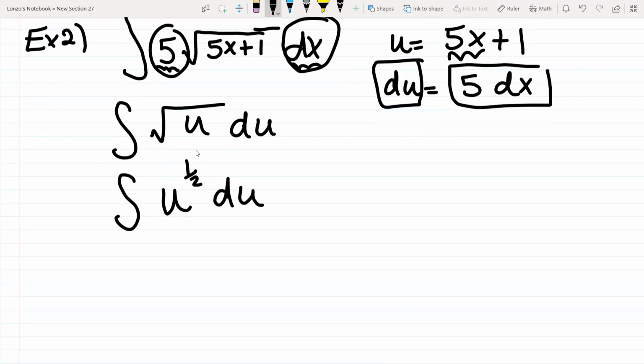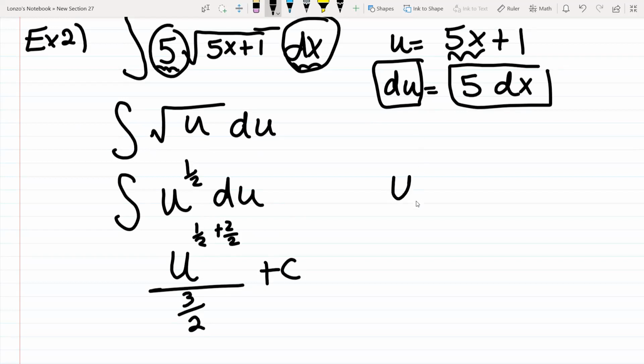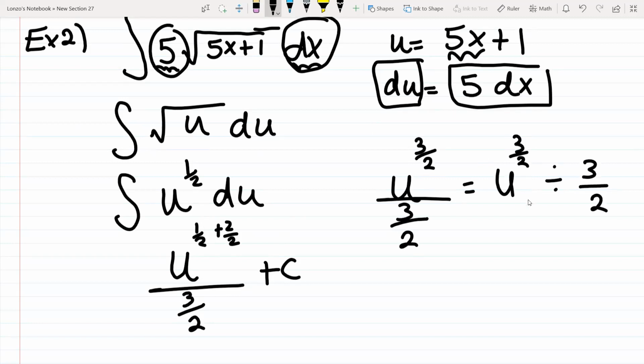So from here, you can easily take the integral because you just apply the integral rules. So it's going to be u to the 1/2 plus 1, or 2/2, divided by that power. So 1/2 plus 2/2 is the same thing as 3/2. And don't forget the plus c. So this is u to the 3/2 divided by 3/2. You have a complex fraction, so you can simplify this. Then I would cross multiply, so that would be 2u to the 3/2 over 3, and then plus c.